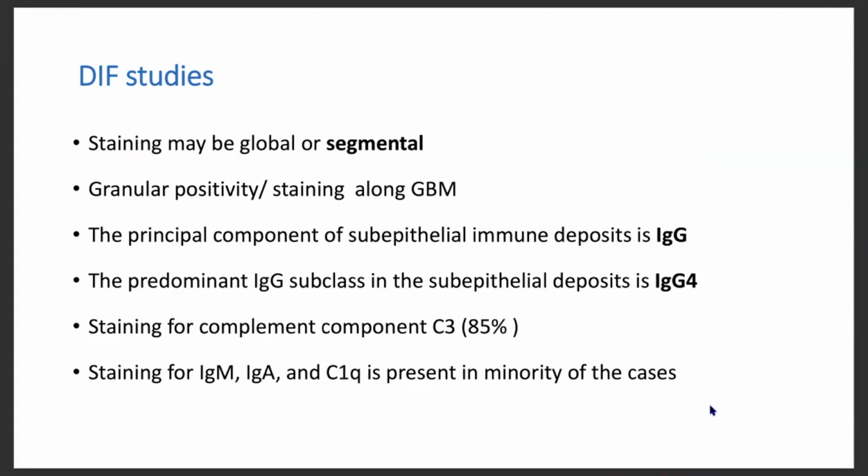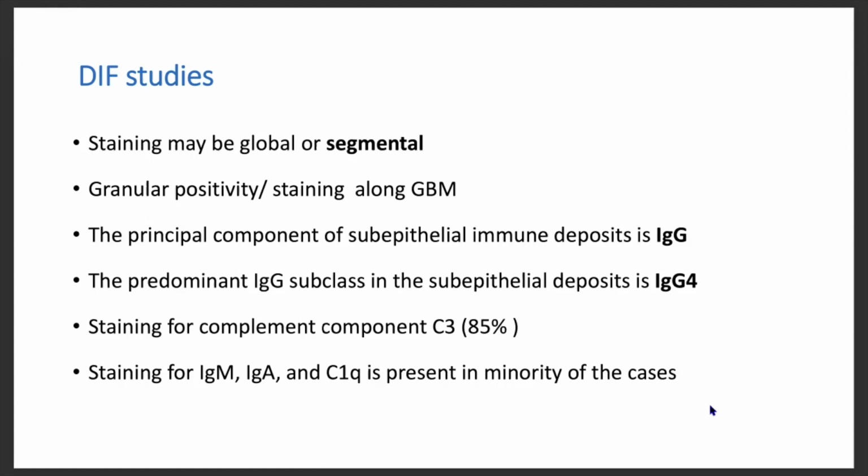So you have a planted antigen, then you have autoantibodies towards it. They come together to form immune complexes, and these immune complexes are composed predominantly of IgG antibodies. It is important to note here that in about 80 to 85% of cases, you also get a significant staining for C3 along with IgG.